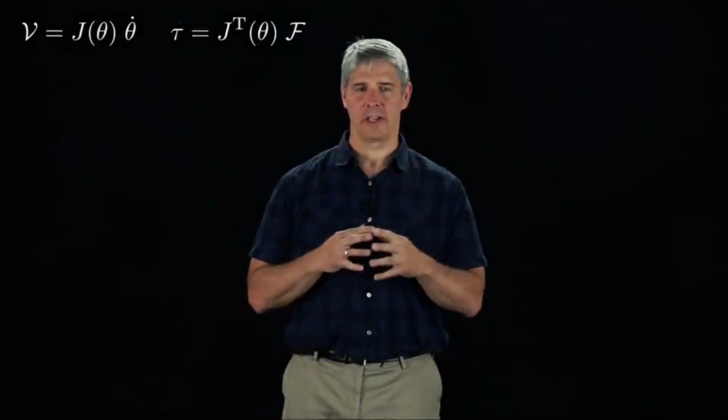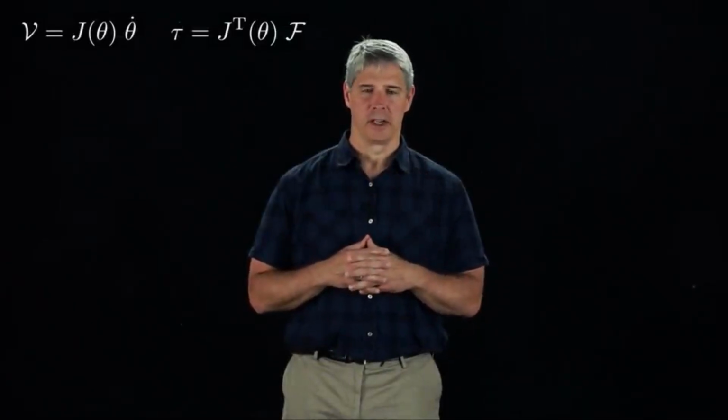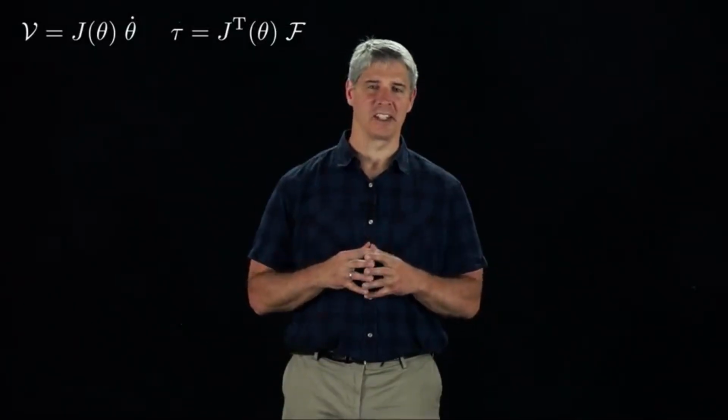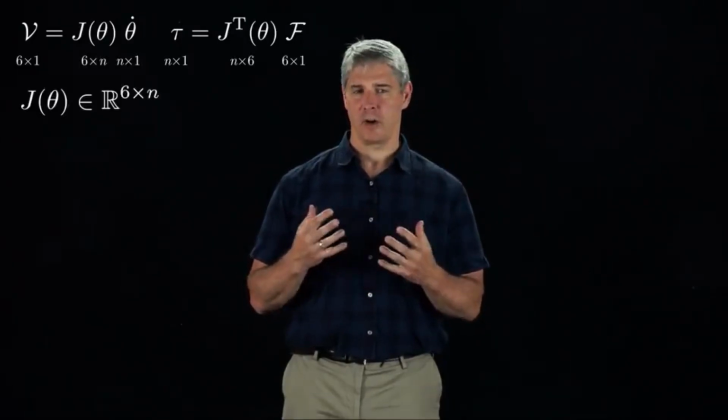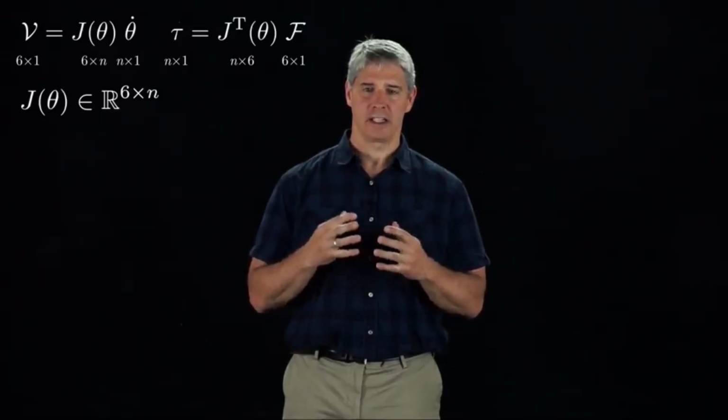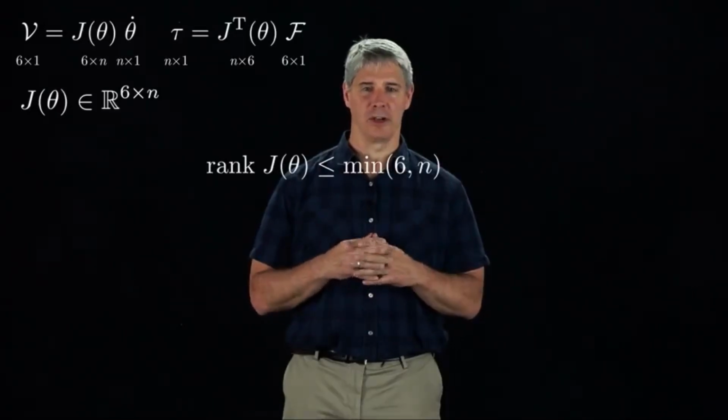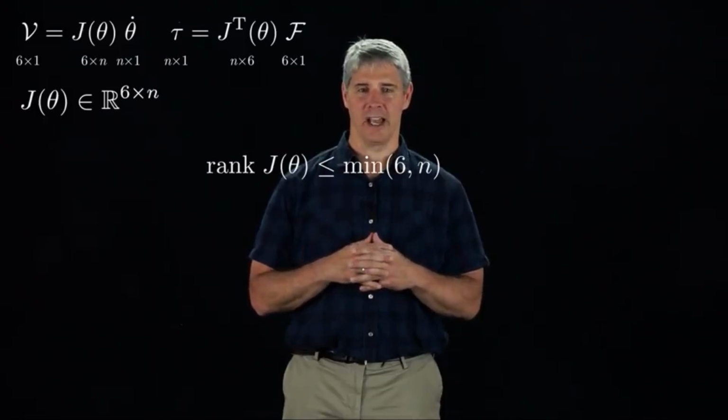We've seen 2 major uses of Jacobian matrices: converting a set of joint velocities theta dot to an end effector twist V, and converting an end effector wrench F to a set of joint forces and torques tau. The twists and wrenches can be expressed in the space frame S or the end effector frame B. The Jacobian is a 6 by n matrix where n is the number of joints. This means that the rank of the Jacobian can be no greater than the minimum of 6 and n.